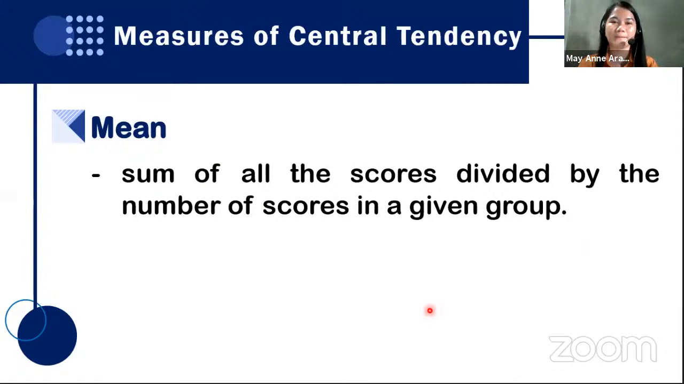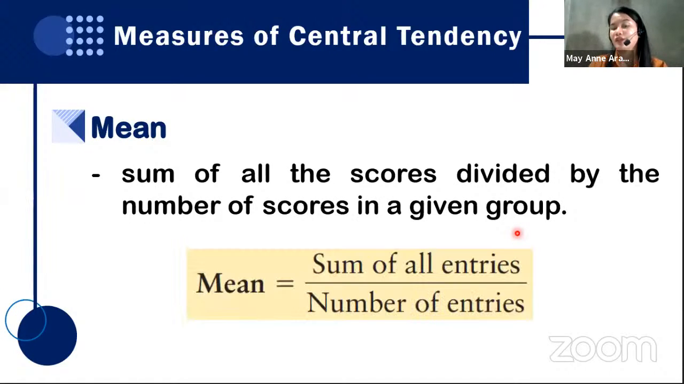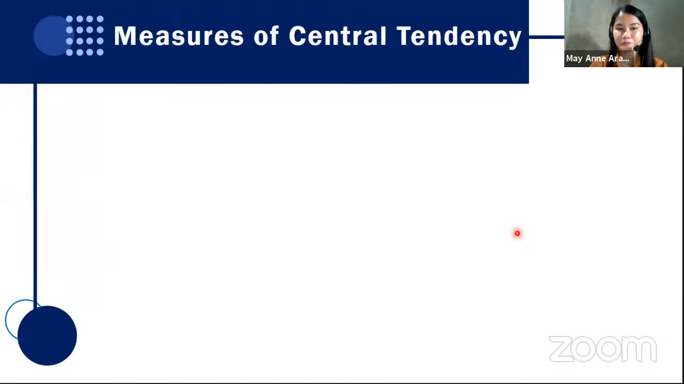So start with the mean. Meron pa tayong part 2 kasi. Okay, for the mean, this is just the sum of the scores divided by the number of scores in a given group. When we say mean, it's just simply the average. Kukunin nyo lang yung sum, just add all the numbers and divide kung ilan yung ini-add ninyo na numbers. Okay, that is the sum of all the entries over the number of entries.